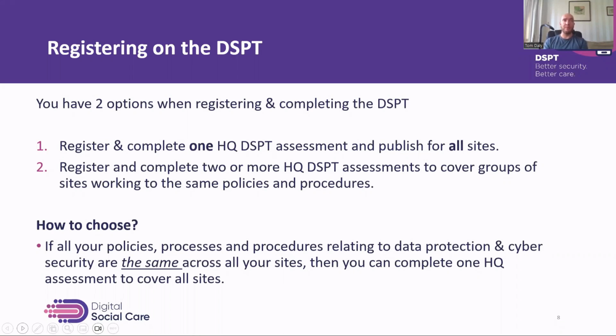Although we'll come on to it in a minute, it's very much recommended that you fully inform your sites of what you've put in that assessment and what their obligations are to reflect your submission in practice. And secondly, you can register and complete 2 or more HQ DSPT assessments, which would cover groups of sites which are working to the same policies and procedures. So if your model of care maybe has 2 or 3 different iterations, then this would be the preferable route, and it ensures that you're getting the most out of the toolkit, mindful that it's a self-assessment and you get out what you put into the toolkit.